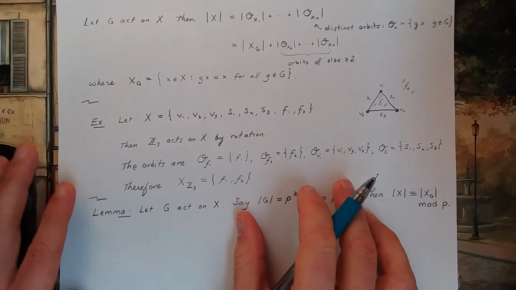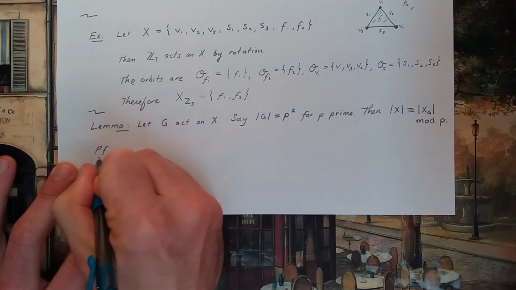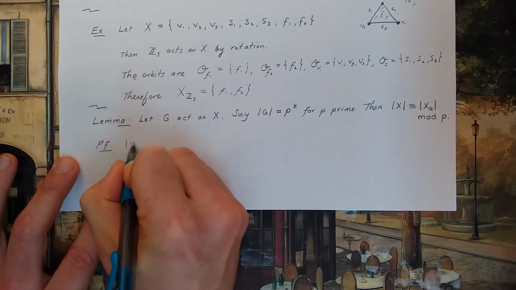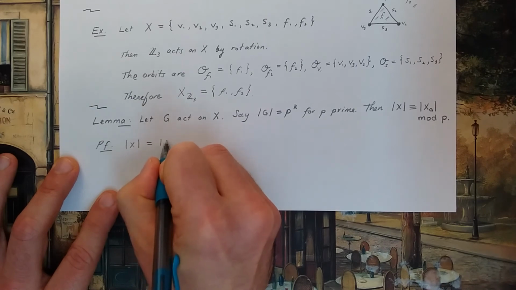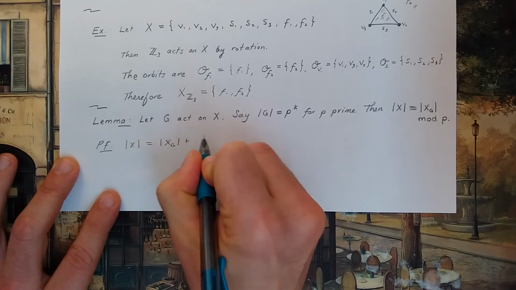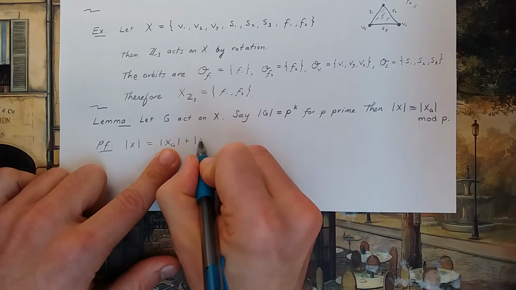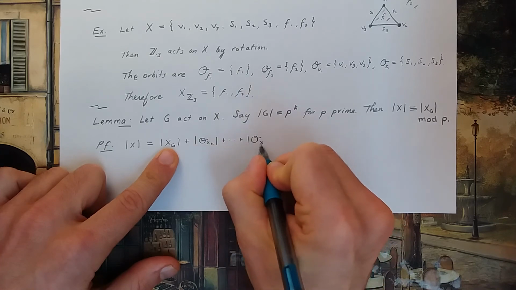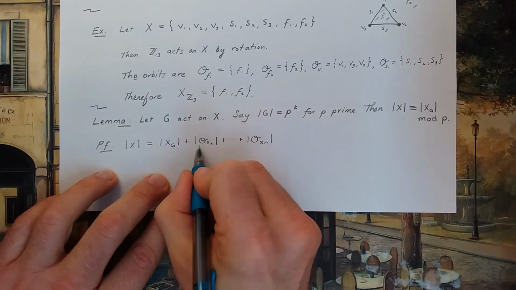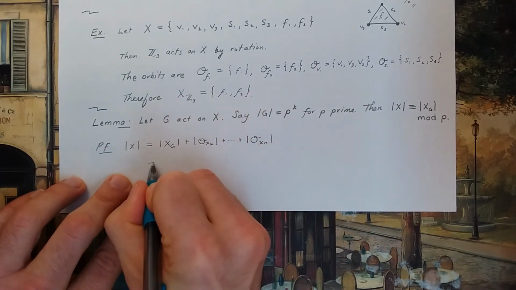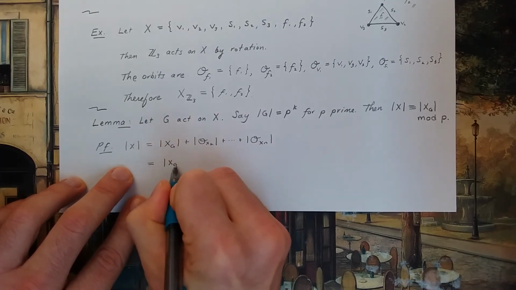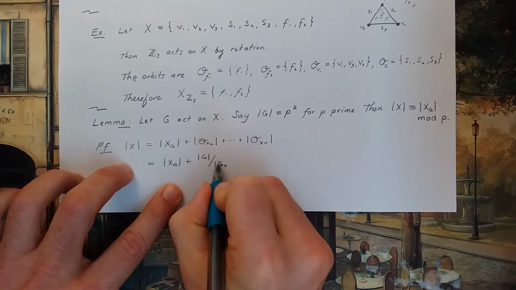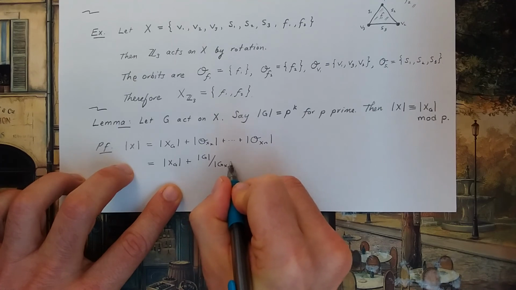So here's the proof of the lemma. I'm going to use this equation right up here. So the size of X is given by the size of this set plus all the orbits of size 2 or bigger. This should remind you a little bit of the class equation. We use similar logic to get the class equation. But all these orbits are size 2 or bigger. Now, because of the orbit stabilizer theorem, this is the same as the size of this set. And for each of these, I'm going to write it as the size of the group divided by the size of the stabilizer subgroup.